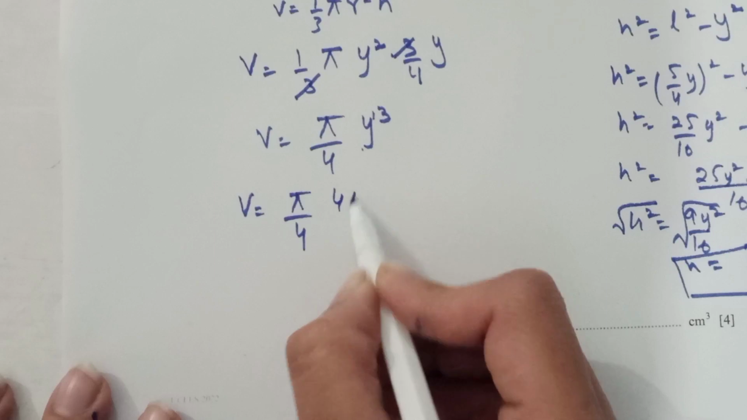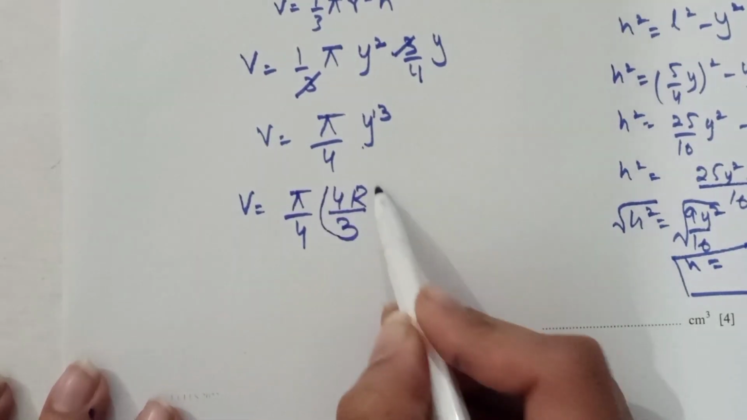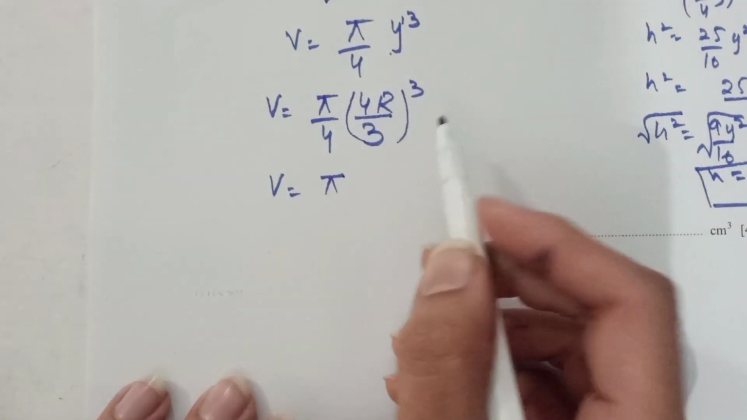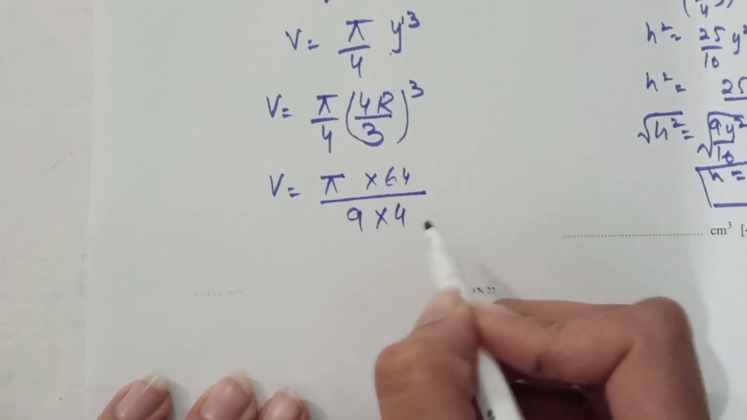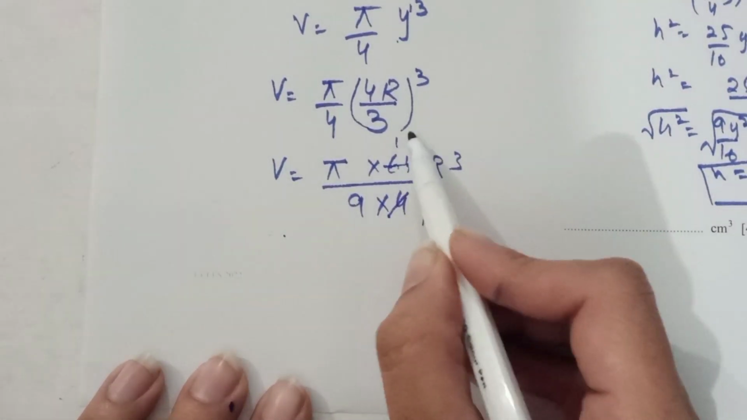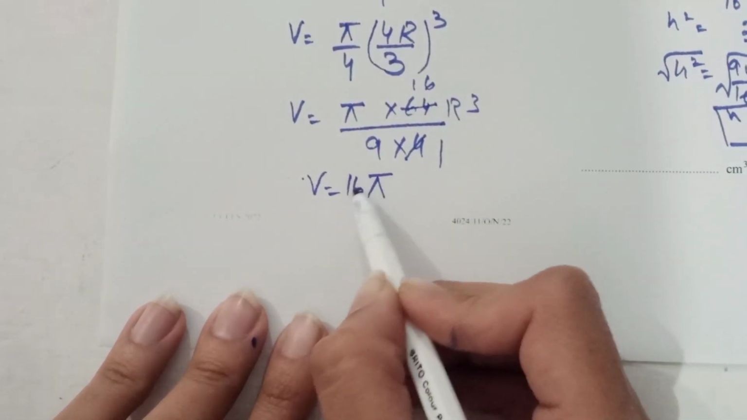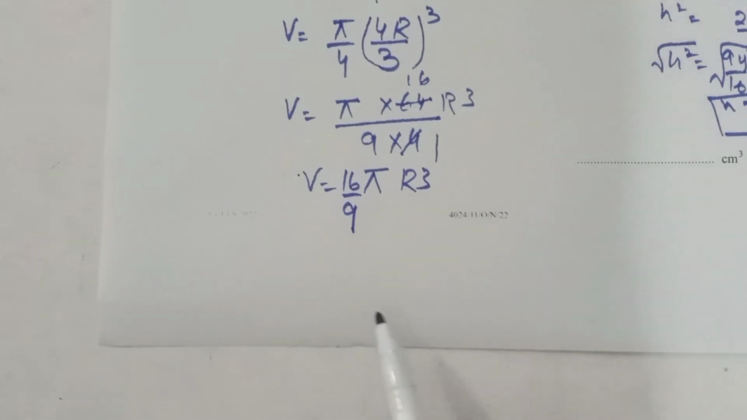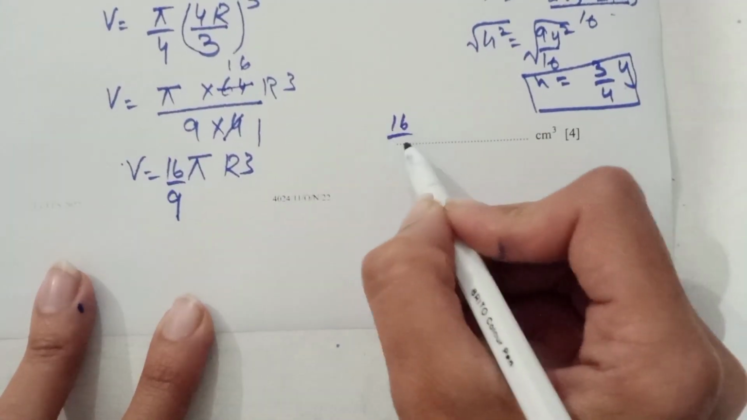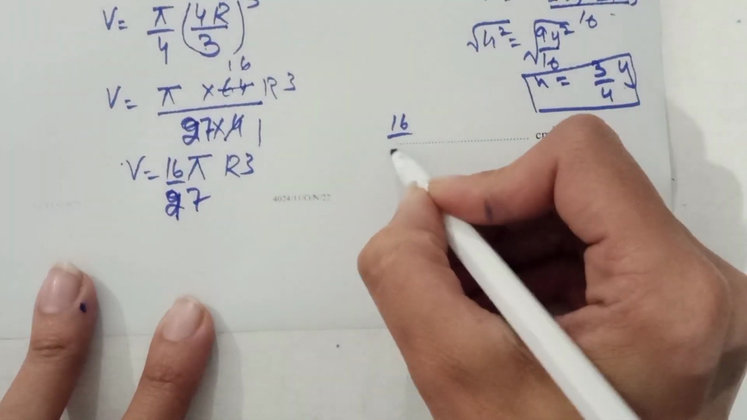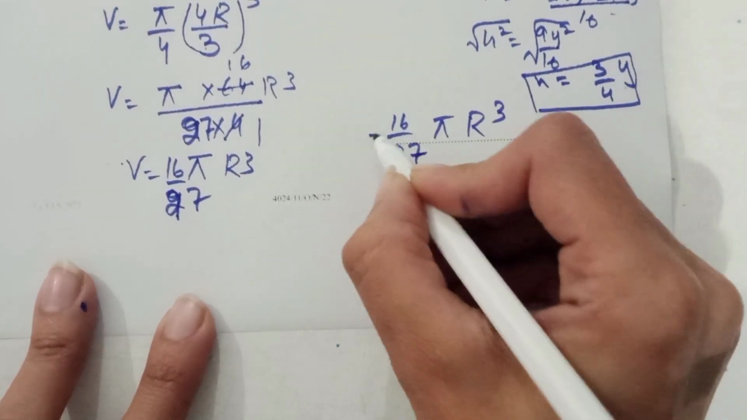pi over 4 times 4R over 3, and this is cubed, and V is equal to pi, by multiplying 4 times 4 times 4 we get 64, and there is 27 multiplied by 4 and R cube, and by solving it, 4 into 16, we get V equal to 16 over 9 pi R cube. Now students, this is the simplified value of the volume in terms of R, which is the demand of the question. Now we have to write the answer there. 16 over, when we multiply 3 by 3 three times, we get 27, so it is 16 over 27 pi R cube.